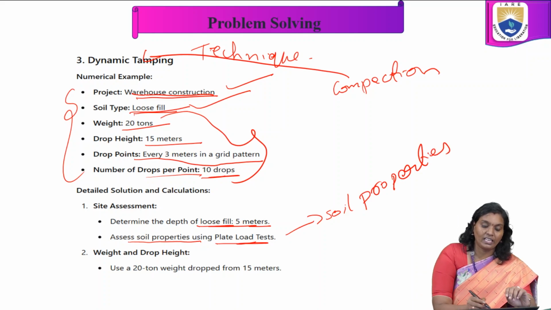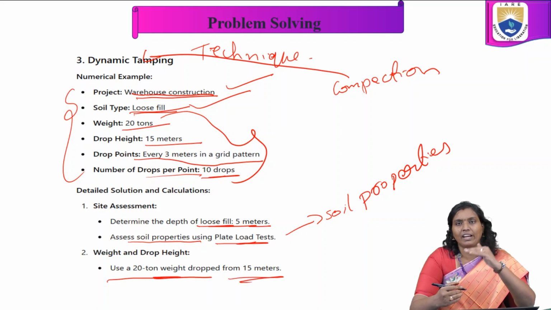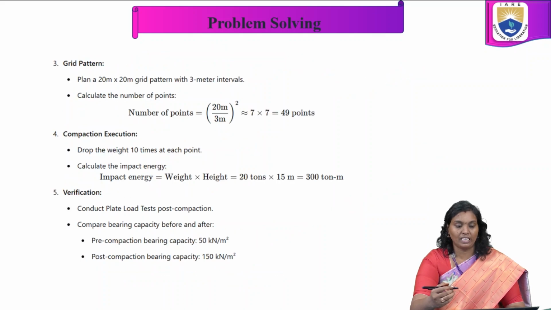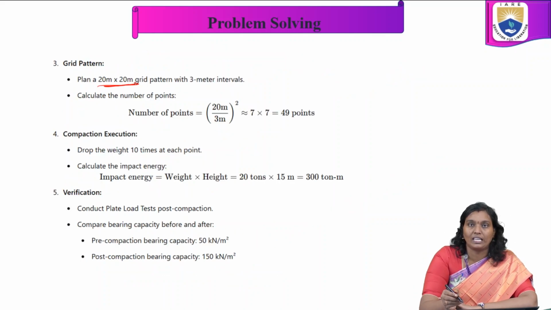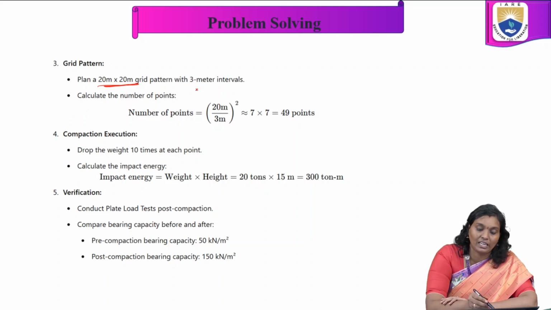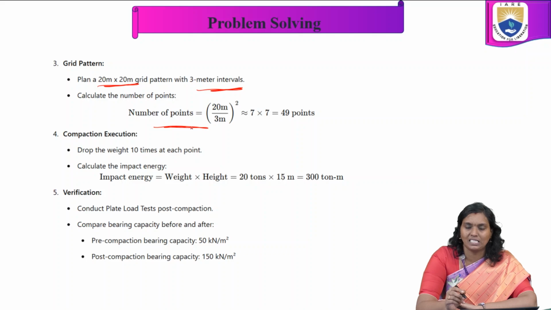Now weight and drop: we use a 20 ton weight dropped from 15 meters. Now the grid pattern is a 20 by 20 grid with 3 meter intervals. Now we calculate how many points are required.